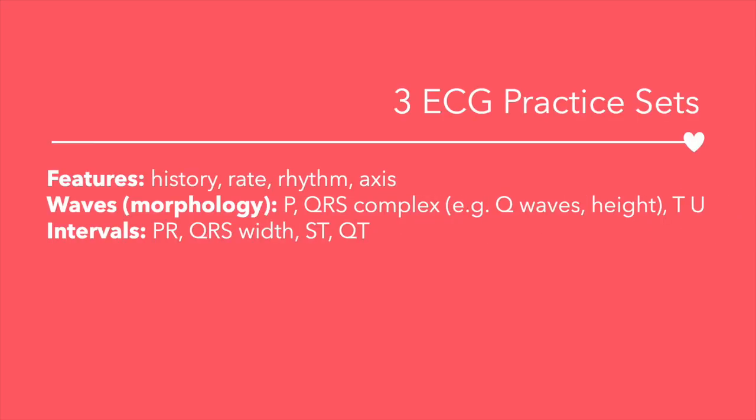In this workshop, there are going to be 3 ECG practice sets. Set 1 is about features, meaning I'm going to ask you to focus on and address only the rate, rhythm, or axis, with a reminder to think about the history. Set 2 is about waves. We're going to look at the P wave, QRS complex, T wave, and the U wave.